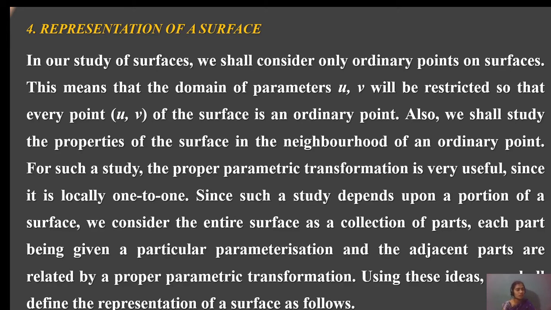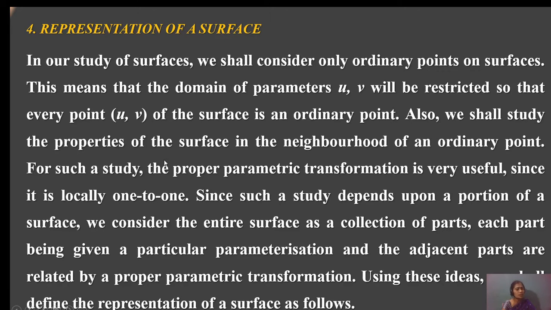Okay, let us start the representation of a surface. We shall consider only ordinary points on the surface. This means that the parametric domain is given as a definition. The second definition is that the domain of the parameters u and v will be restricted to every ordinary point (u, v) on the surface.